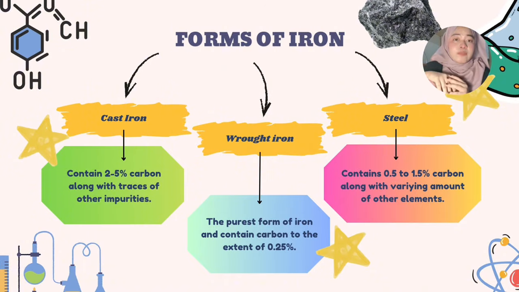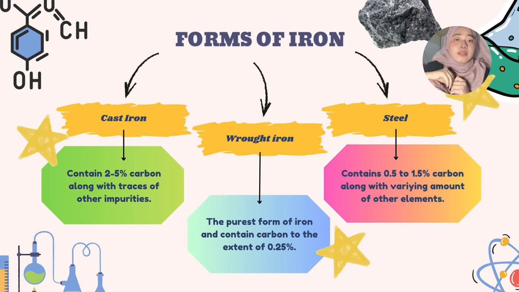First, we have cast iron. This is the immediate product of the smelting process. It contains 2 to 5% carbon, along with traces of other impurities. Because of this high carbon content, it is very hard but also brittle, making it ideal for casting into specific shapes like pipes or engine blocks.